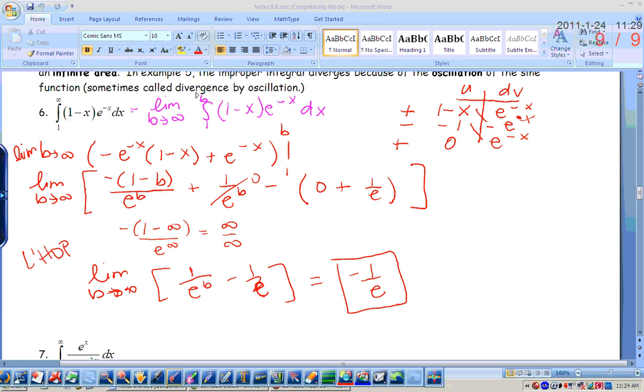So if we were to graph 1 minus x times e to the negative x, and then bound it from 1 to infinity, that area that's enclosed by that boundary is negative 1 over e. So obviously the majority of that graph is below the x-axis, or negative, yeah.